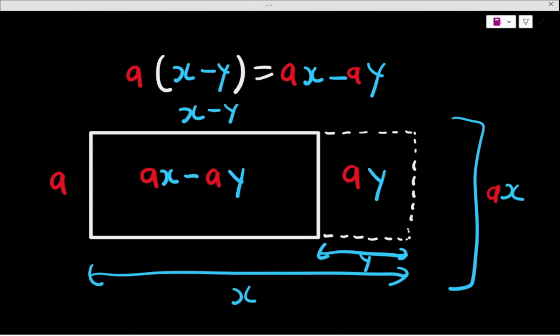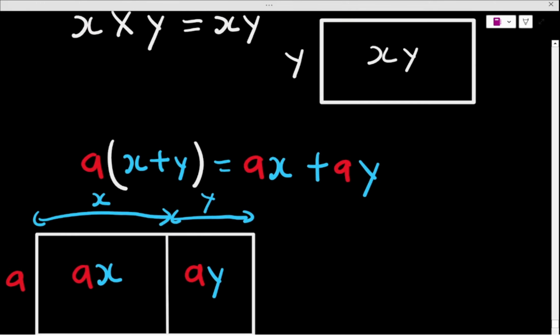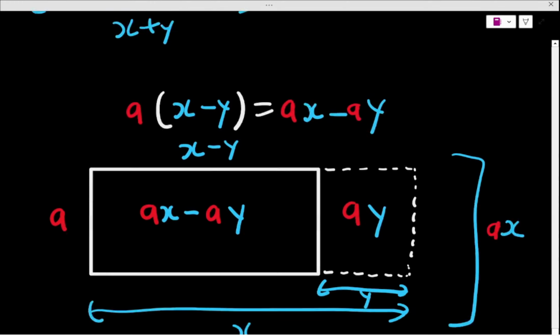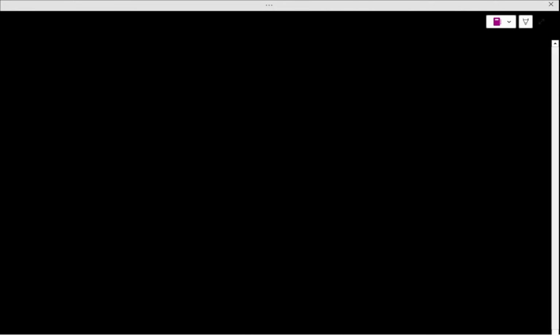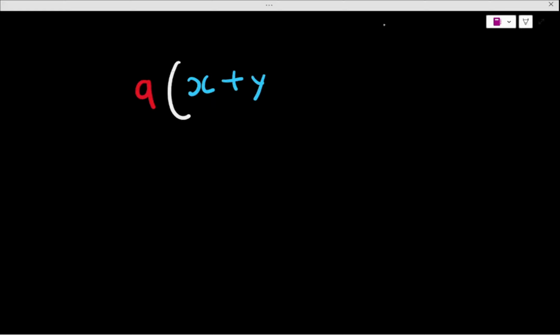Now, let's go back to the previous parts. We see that each of these things right here within the brackets magically gets an a that was outside of the brackets that's being multiplied. Same thing here. x and minus y all get an a, as you can see right here. This is called the distributive law. If we have a times x plus y, this is going to be equal to ax plus ay.